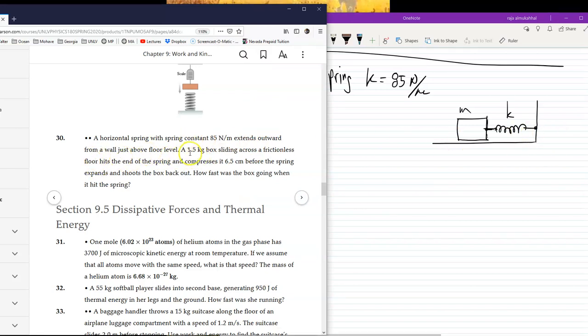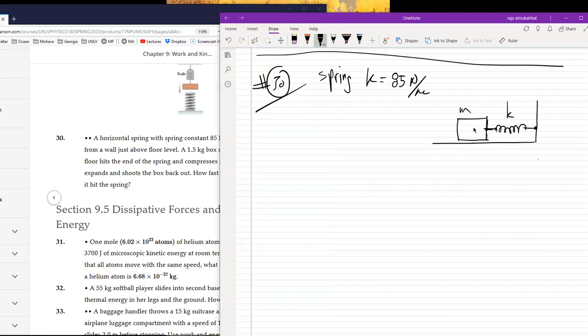above the floor. A 1.5 kilogram box, sliding across a frictionless floor, hits the end of the spring and compresses it. Oh, I'm sorry. So this is a free box, and then it hits the spring, and then it compresses it. So basically, what happens later? You know what? This is not a good picture. Let me draw that picture better. I'll just take that. Okay. So what do you get? Let me draw a better picture of that.